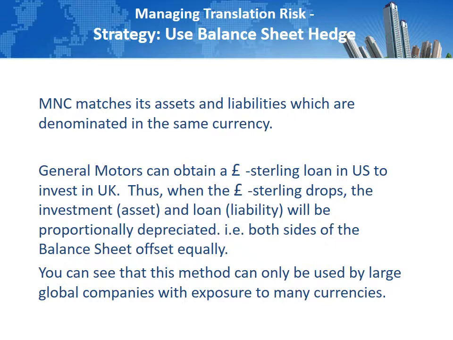So the currency of the loan, which is pounds, and the currency of the deposit, which is also pounds, whichever way the pound moves against the US dollar, the balance sheet will move up and down proportionally together, because both sides of the balance sheet, the asset and the liability, are both denominated in the same currency, in this case pounds. So that's what you call a balance sheet hedge. It's one method that can be used.